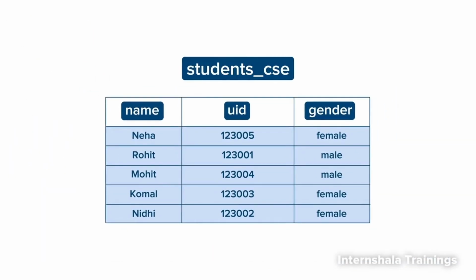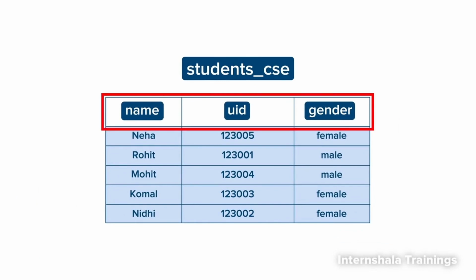Let's say we have this table students_CSE where the details of the students present in the computer science engineering or CSE department of a college are listed. We can see that the table heading consists of various information such as name, UID and gender.